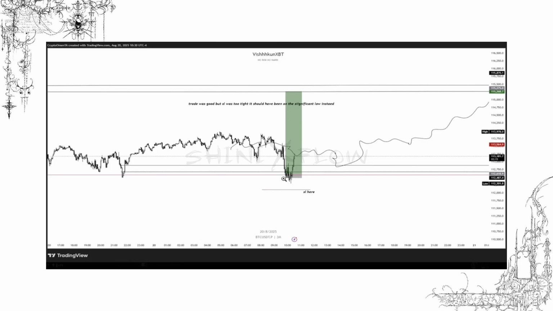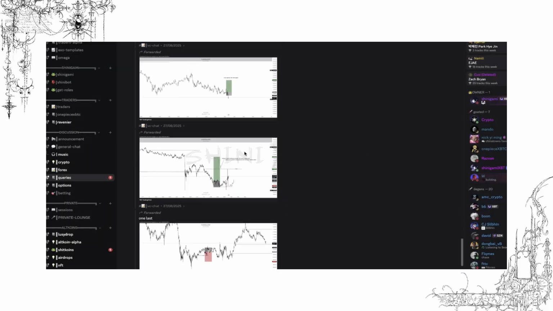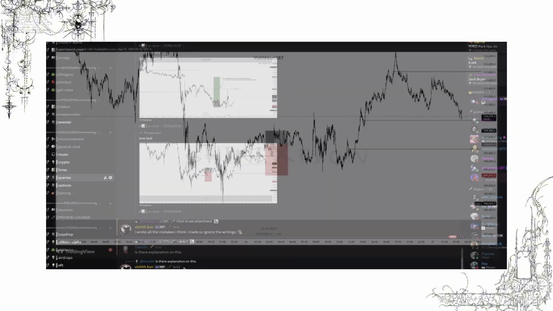This one here, if the stop loss is here, the trade was good but the stop loss was too tight, it should have been on the side. Yeah, I'm not sure. This could have been better as well. Maybe there was a low somewhere around here. A lot of these trades feel forced to me.